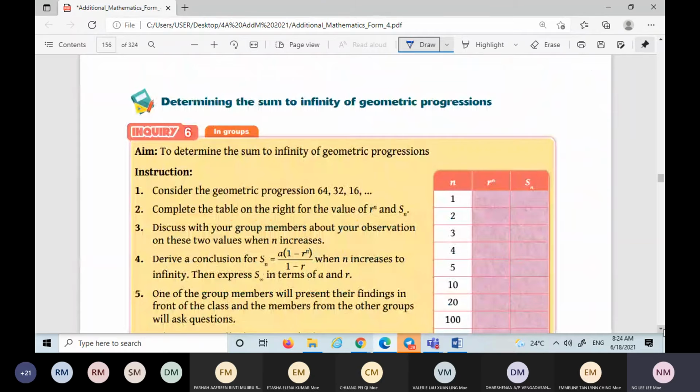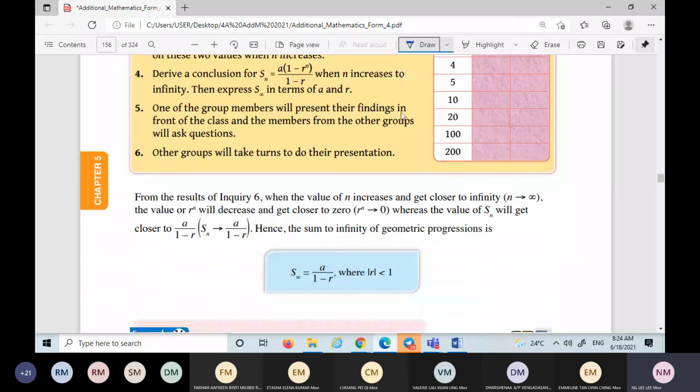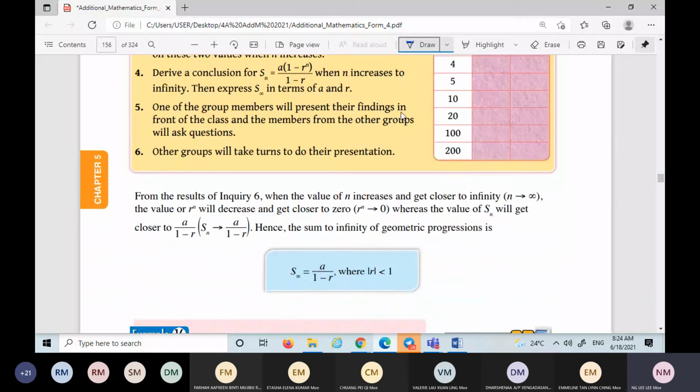So now we come to sum to infinity. The symbol is S infinity. That means the sum to infinity of geometric progressions. This one as I said just now, I show you the formula. This formula is not given in the formula list, so this one you got to memorize. I will skip this, straight away we go to this.